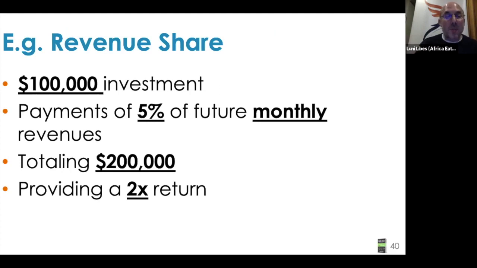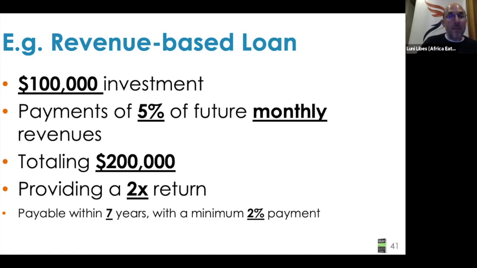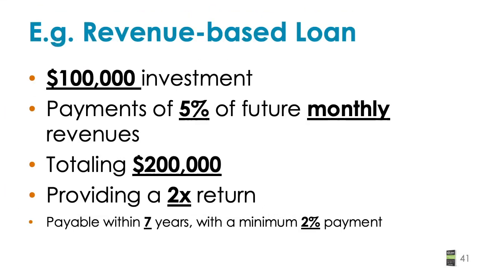All the numbers in bold and underline are the variables. And so let's just look at this one. It's 100,000 in, 200,000 back, and 5% of monthly revenues. We could do this as a loan. So that wasn't a loan. That was just money changing hands back and forth. To make it a loan requires a time period and an interest rate. That's what a loan is.